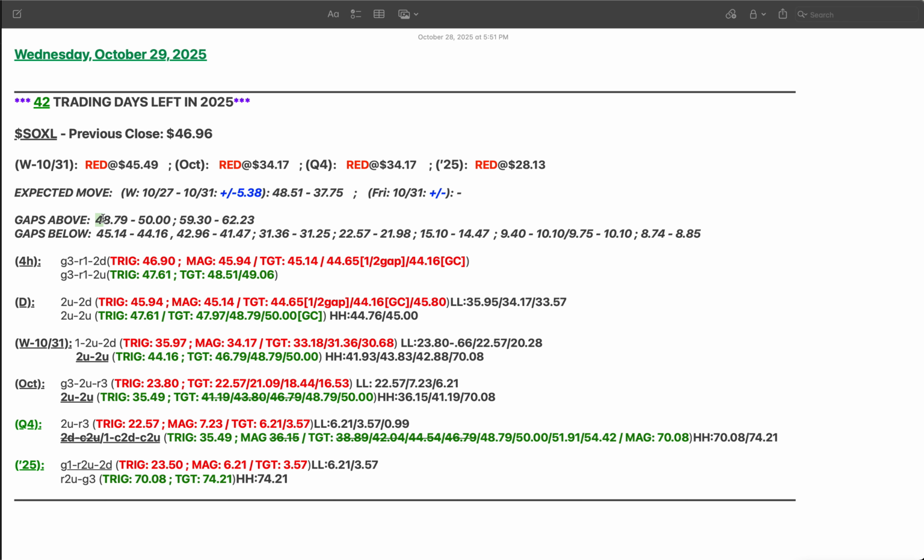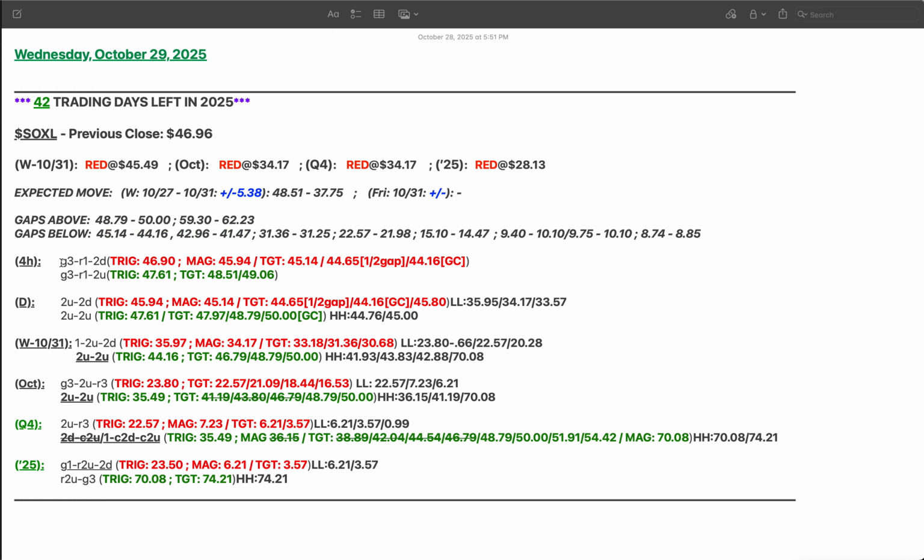Now, we do have those gaps above, like we talked about, not too far away, 48, basically 49 to 50, and then another one at 59, so a little bit further away on the upside. But to the downside, we do have a couple that are rather close, that being at the 45 and 43 level. So we do have to keep those in mind.